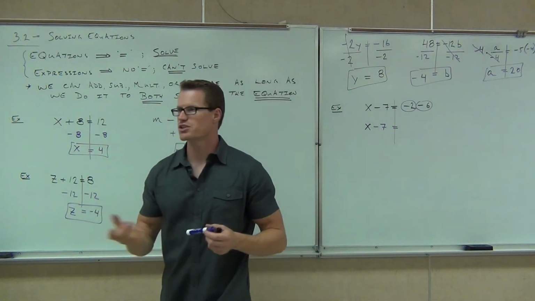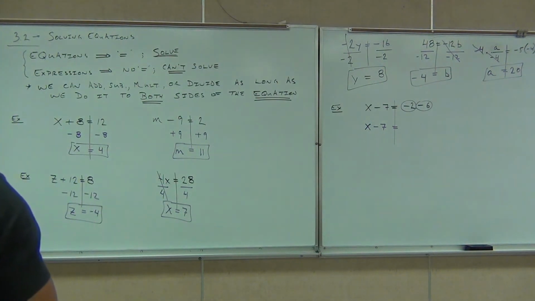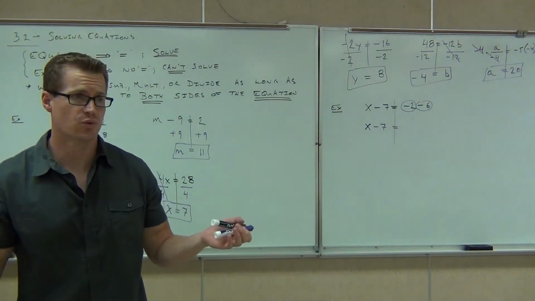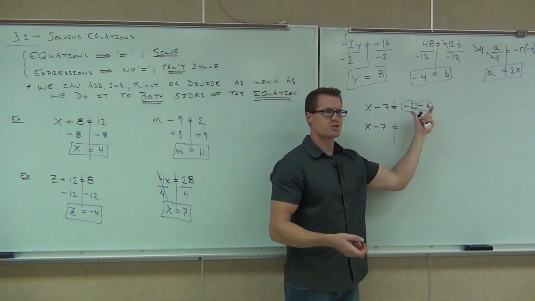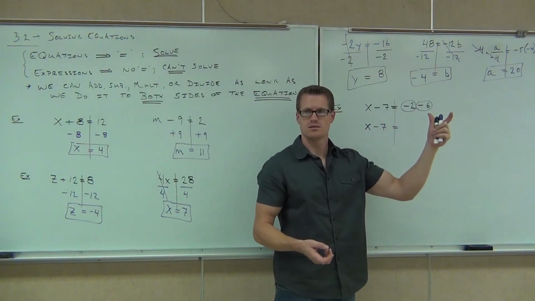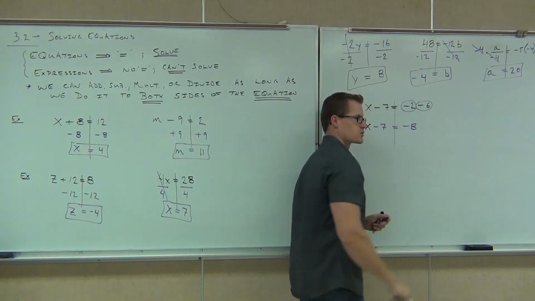Notice how we're just doing combine like terms like we were before? We're circling those numbers with the signs. We're combining with the addition rule like we already know how to do. This side stays the same. Negative 2 minus 6. How much is negative 2 minus 6? Negative 8. Sure. Just combine like terms.